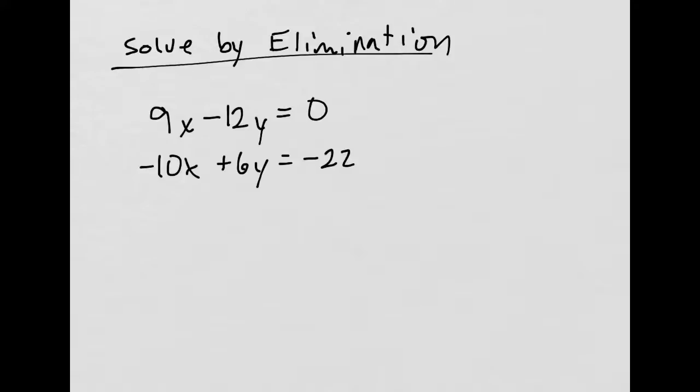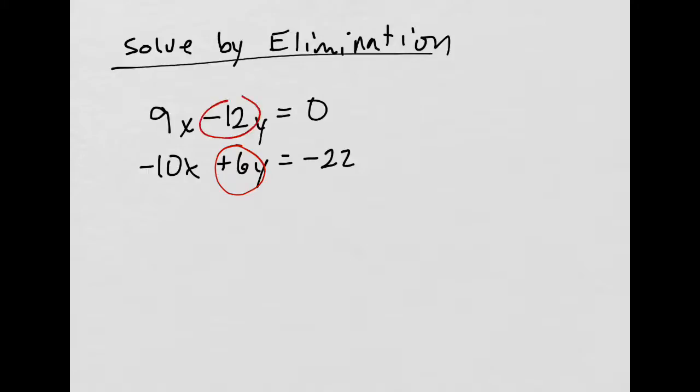First, I look at my coefficients and I try and decide, well, which one can I easily change into the other one? So I'm thinking, like, can I change 9 into a -10? Yeah, but it's not that easy. Can I change 10 or -10 into 9? It's not that easy again. What about -12 into 6? Oh, I could divide by 2, but then I would have to divide the 9 by 2, and I get a little fraction. I don't like that. But I can multiply this 6 by 2.